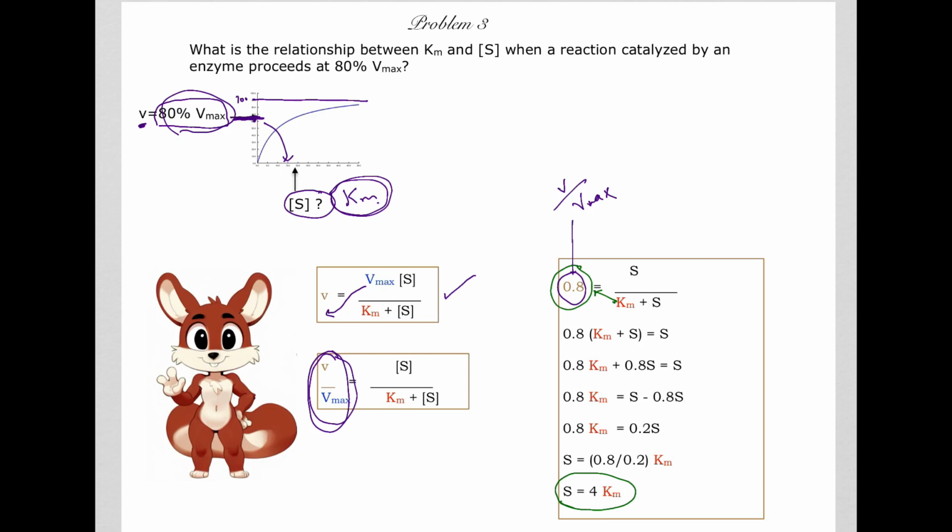So this means that when the substrate concentration is 4 times the Km, so if this was your Km and the substrate concentration was 4 times as high as the Km, then the velocity is 80% Vmax. Okay, so that's the relationship between substrate and Km when the velocity is 80% Vmax.